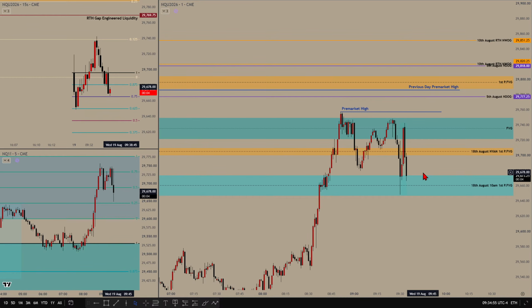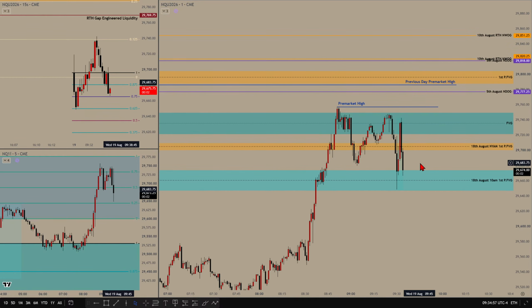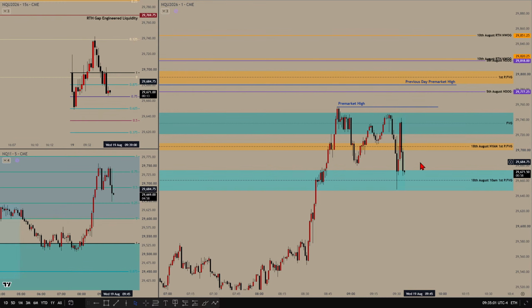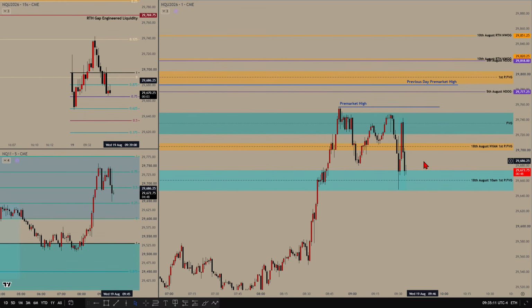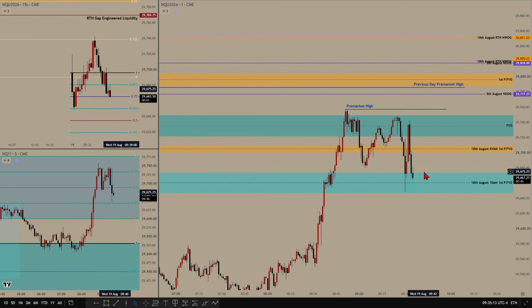And the advantage to waiting for it is when there's a session that takes a long time to print a first presented fair value gap, that means there's not many inefficiencies. Well, it means there's no inefficiencies. And if there's no inefficiencies, then price isn't moving with displacement. It's not moving algorithmically, it's moving high resistance.